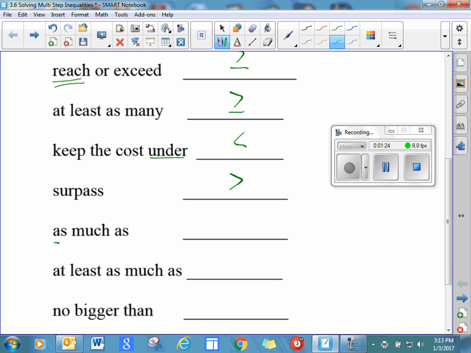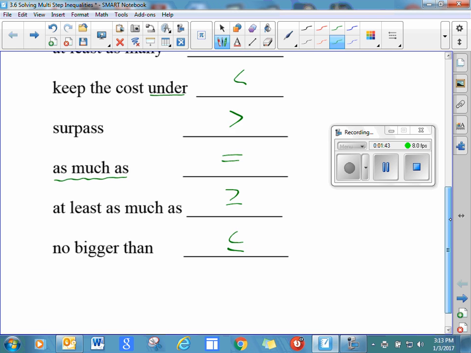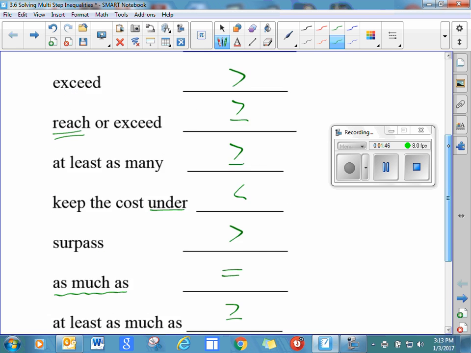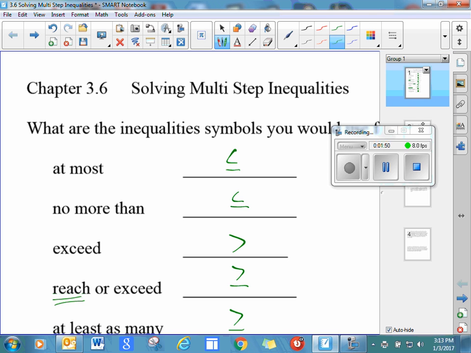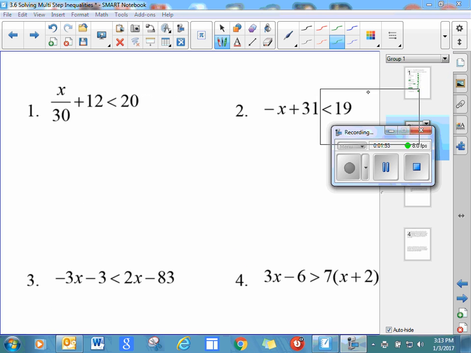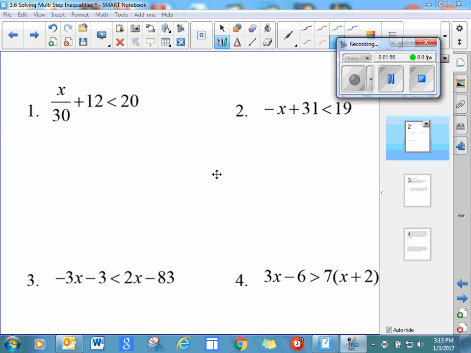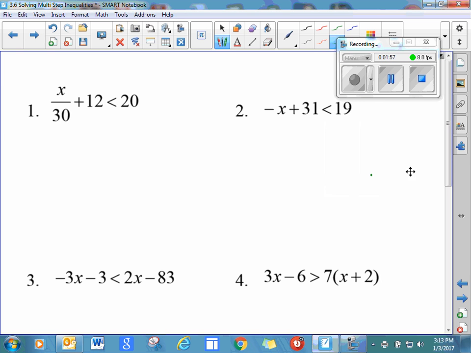As much as, I stuck this one in here as a trick. As much as is not an inequality, it's an equality. It's an equal sign. At least as much as, now you make it back into an inequality symbol, greater than or equal to. We might have done these exact same words on another note sheet, but I did want to review them because these will be important as we go forward in writing some inequalities. So let me get rid of this guy up here. All right, we're going to do multi-step inequalities like we talked about in 3.5.